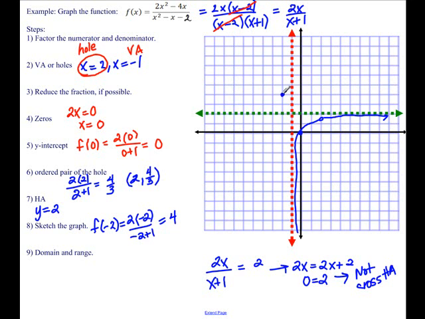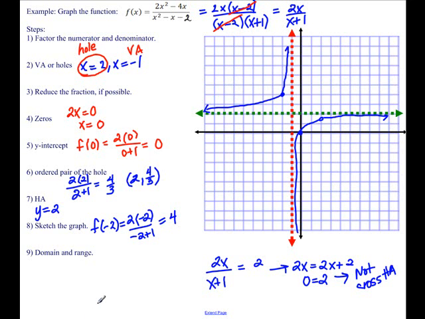Now again, knowing that I can never cross a vertical asymptote, and in this case I'm not going to ever cross my horizontal asymptote, all the points then are going to lie above the horizontal asymptote in this region. And so we're going to have a shape that looks like this.